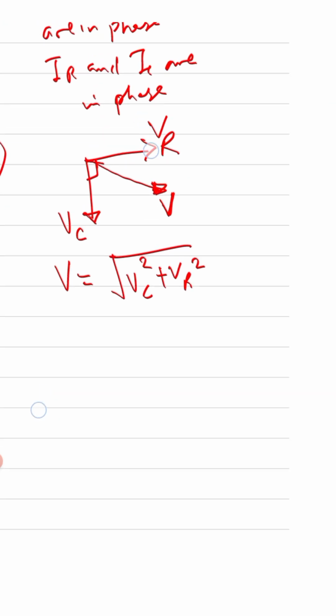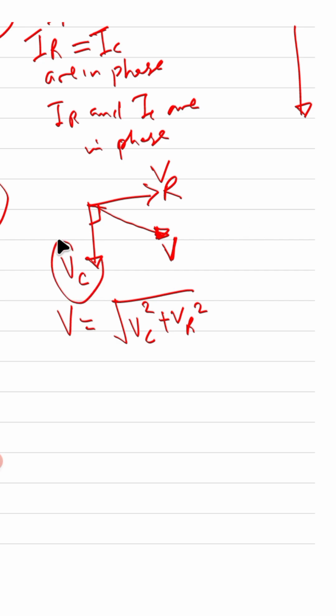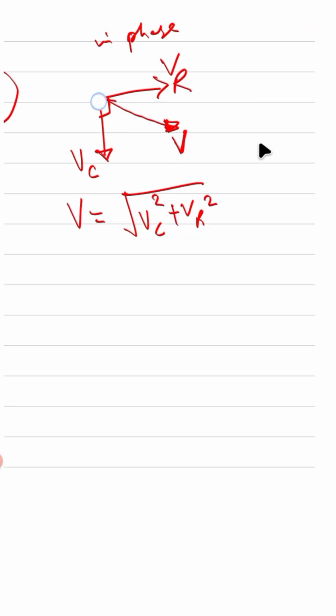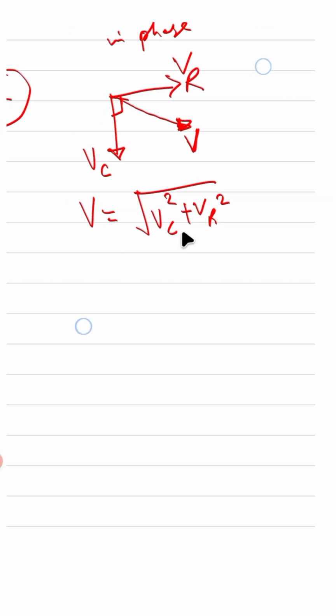This thing, you don't need to cram it. Once you have VC and you have VR, this is how it will always be. It will just be the Pythagoras theorem. So V is equal to the square root of VC squared plus VR squared.